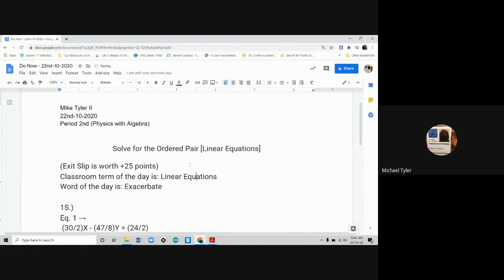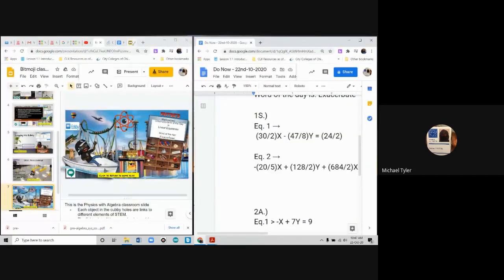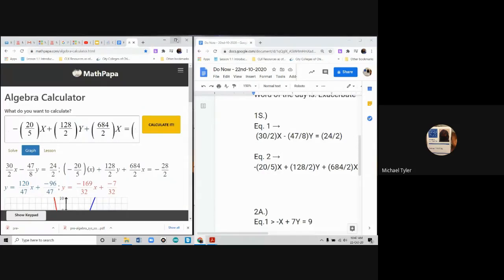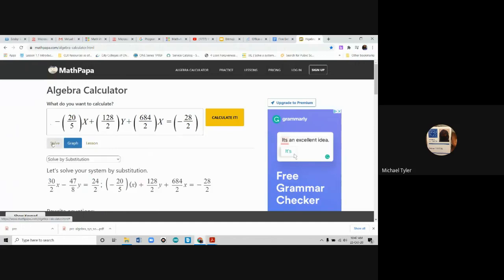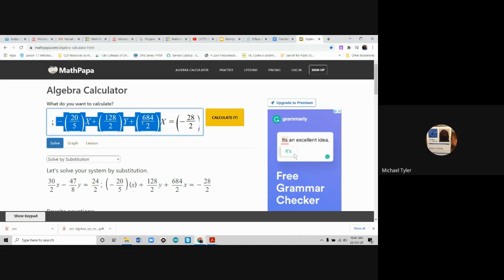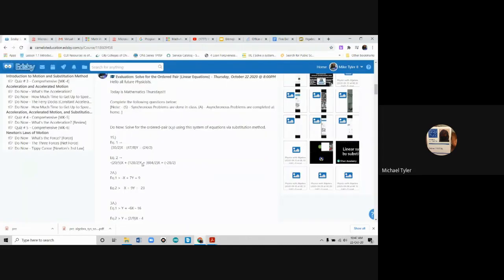And how we do the steps is provided utilizing Math Papa, and we did that earlier too. So we went into Math Papa, we typed in our equations. The first equation was 30 divided by 2x. If we come over here to Edsby, you'll see that that's where I'm getting the problems from.